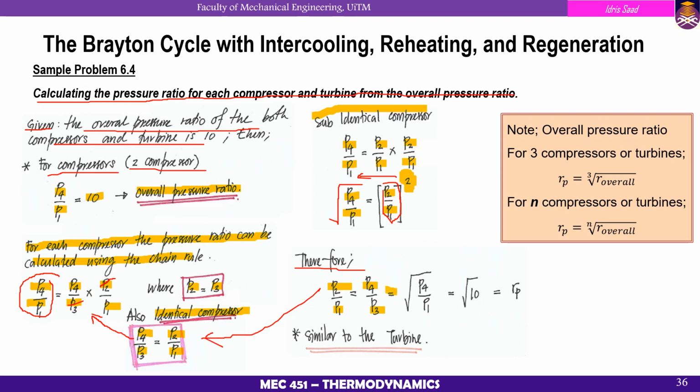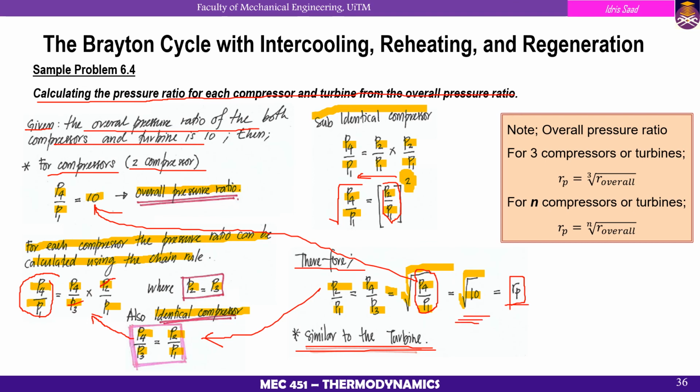This is basically equal to the square root of P4 over P1, which is the overall pressure ratio, and the value is equal to 10. So P2 over P1 is equal to P4 over P3, which is equal to the square root of 10. This is our pressure ratio. A similar thing happens to the turbine. Since the overall pressure ratio for the turbine is also 10, the pressure ratio for each turbine is also equal to the square root of 10.